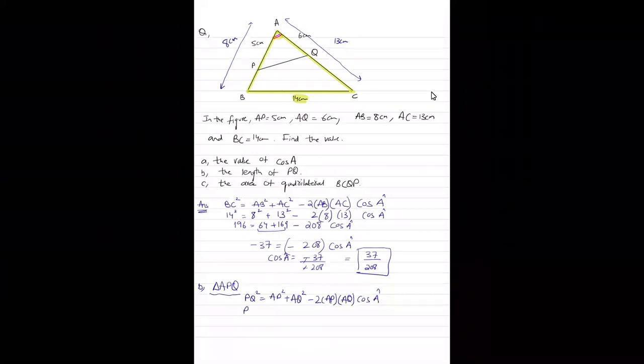PQ is unknown to us. The value of AP given in the question is 5, and AQ is 6. So 5 square plus 6 square minus 2 times 5 times 6. What was the value of cosine of angle A? 37 upon 208. In place of cos A, you can directly use its value, that is 37 upon 208. Once you have this, you can just simplify. Now, please understand that these are the two terms that are going to be added together, and these are the terms that are going to be simplified first before subtracting. So 5 square plus 6 square is 61. Take away 2 times 5 times 6 times 37 upon 208. That's coming out to be 555 upon 52.